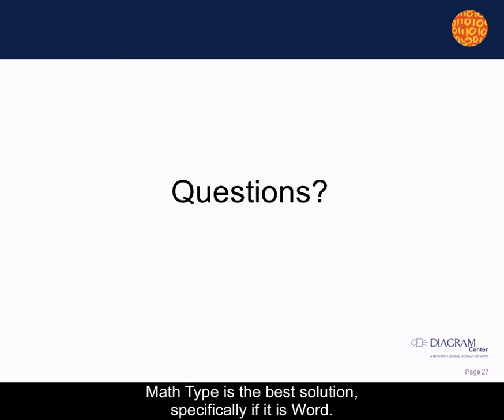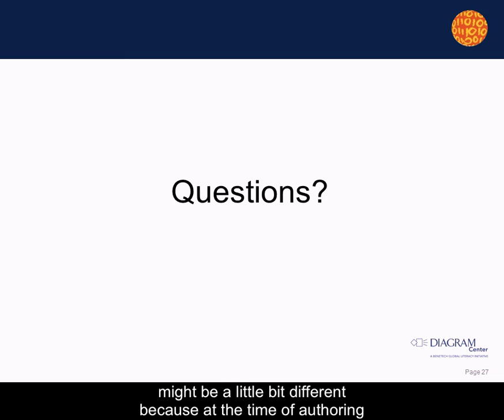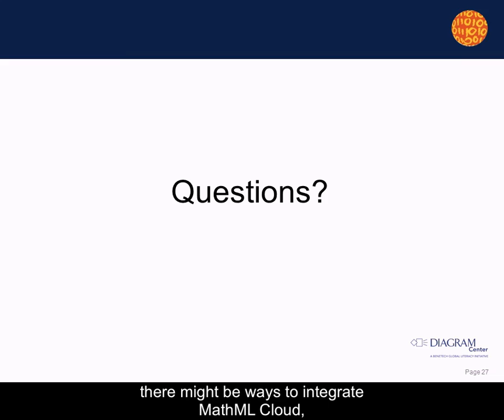I think MathType is the best solution, specifically if it is Word. I know learning management systems might be a little bit different because at the time of authoring there might be ways to integrate MathML Cloud, but if it's specifically Word, we have worked with Microsoft a little bit to see if there's ways to add plugins and add-ons so that the text is auto-generated as well, but that's not yet in place.